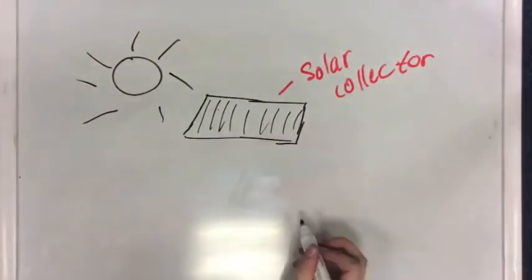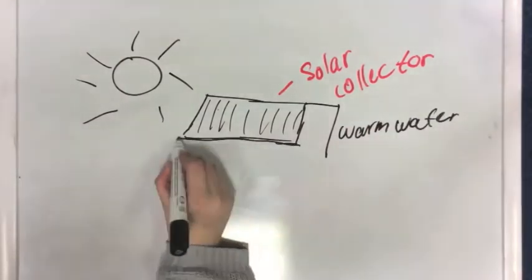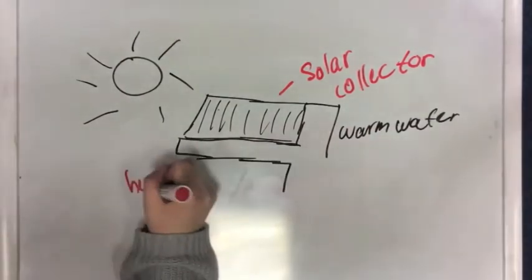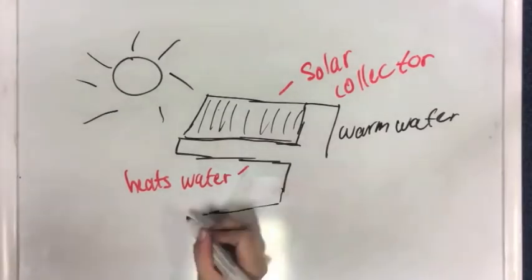This is an example of how the solar collectors get the energy from the sun and then bring the water into tanks to heat up the water and then also to the boiler.